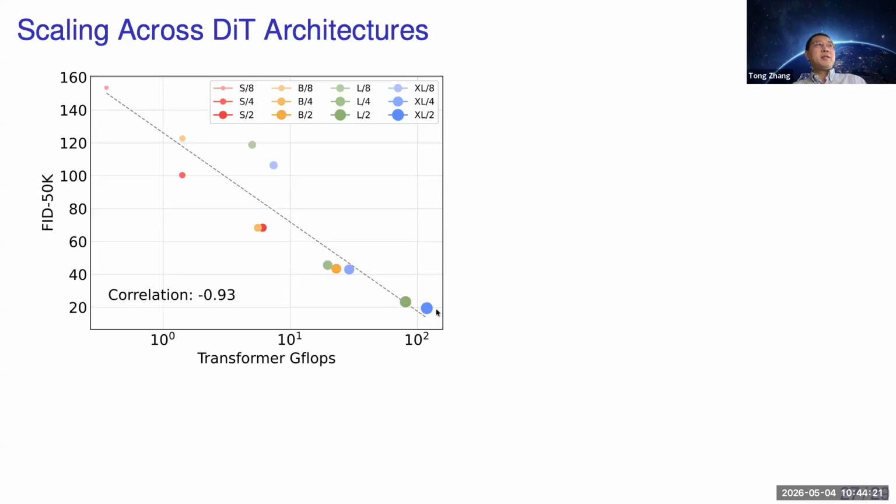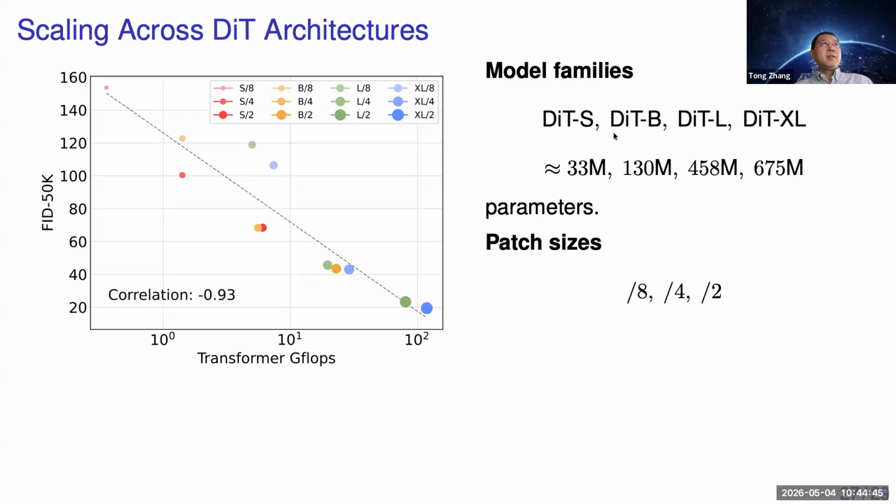Then you plot the computation, and here is where you get the results. The largest, XL/2, is the configuration offered by that GitHub. You get the largest model and you see the best result. FID is the smaller the better. This is on ImageNet, and basically that's about it. And for the model family, you have these, right? And the number of parameters, patch size, right? So this is basically what it is, and they did a nice job.